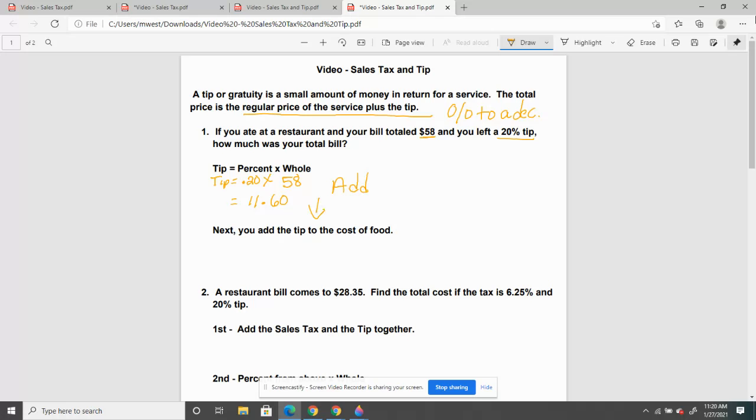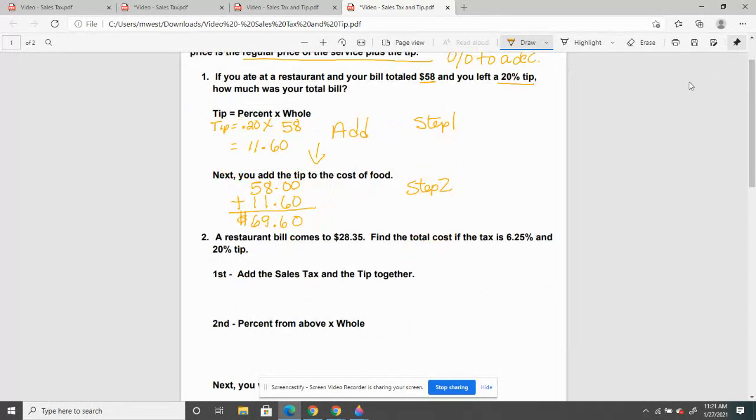So we're going to go right down here. We're going to add the tip to the cost of food. The cost of food was $58, and then we're going to add the $11.60. So the total amount that you paid at that restaurant was $69.60. So remember, this is step one, and then this is step two. So there are two steps for tip. Let's look at the next one.